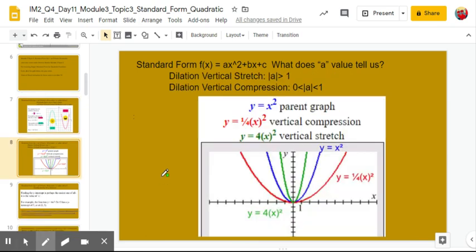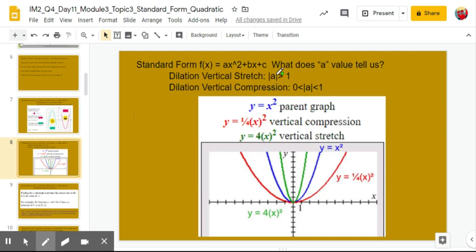Now the a value also tells us if there is a vertical dilation with the graph. So here's a great example here. We got y equals x squared. That's our parent function. Then we have y equals 4x squared. Well, the a value is 4, creates a vertical stretch. And then the red one is definitely compressed. It's wider or fatter than the parent graph. That's y equals 1/4 x squared.